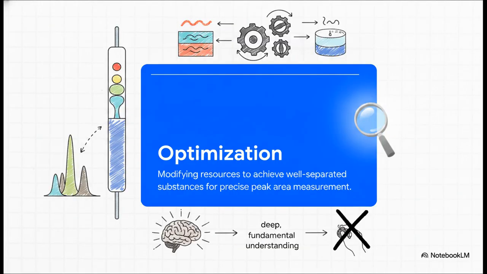And that brings us to chromatographic optimization. Simply put, it's the process of using all the resources your instrumentation has to offer. We're talking about simulating and modifying things like temperature, phases, and other physical parameters, all to achieve those perfectly separated substances, because that's how you get precise peak area measurements. But here's the kicker. To optimize effectively, you have to genuinely understand the chromatographic process. You can't just go in blindly twisting knobs and hoping for the best.